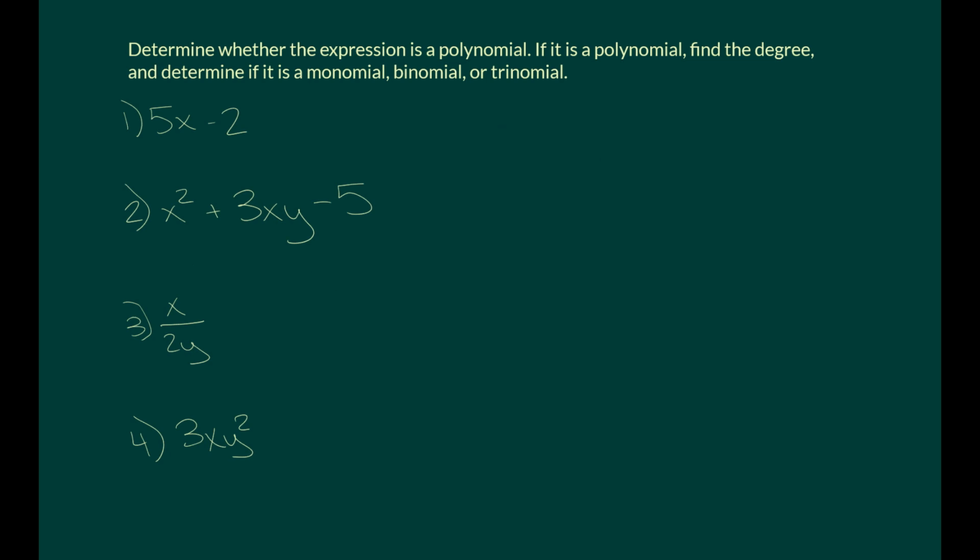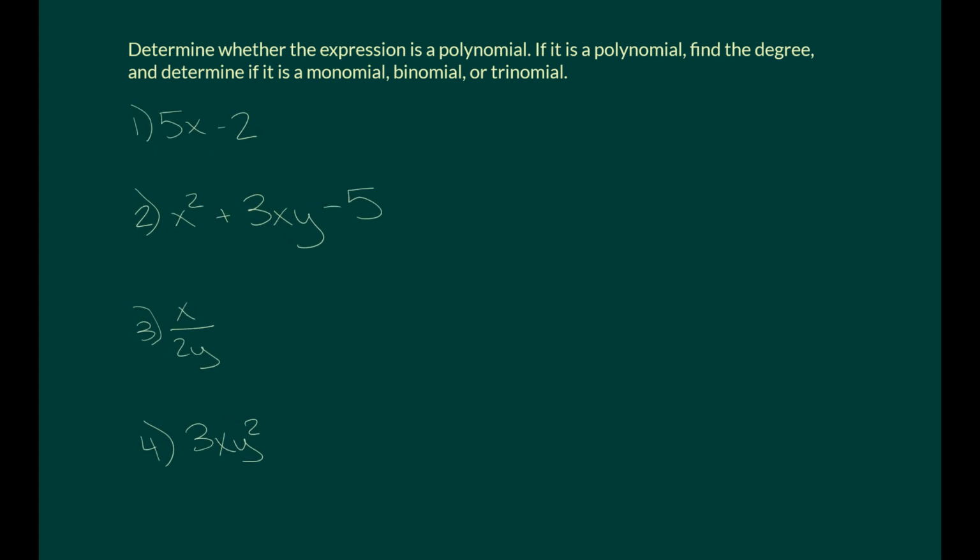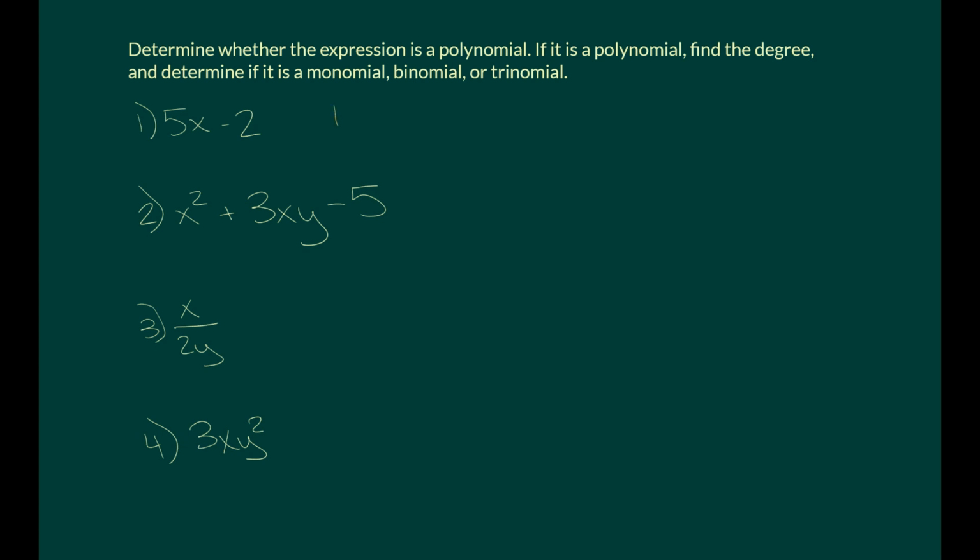Determine whether the expression is a polynomial. If it is a polynomial, find the degree and determine if it's a monomial, binomial, or trinomial. All right, so the first one, it's two terms separated by a minus sign, so that is a binomial. What is the term? We have a 5x. The x has an exponent of 1. And the 2 does not have an x at all. So this is a degree of 1.